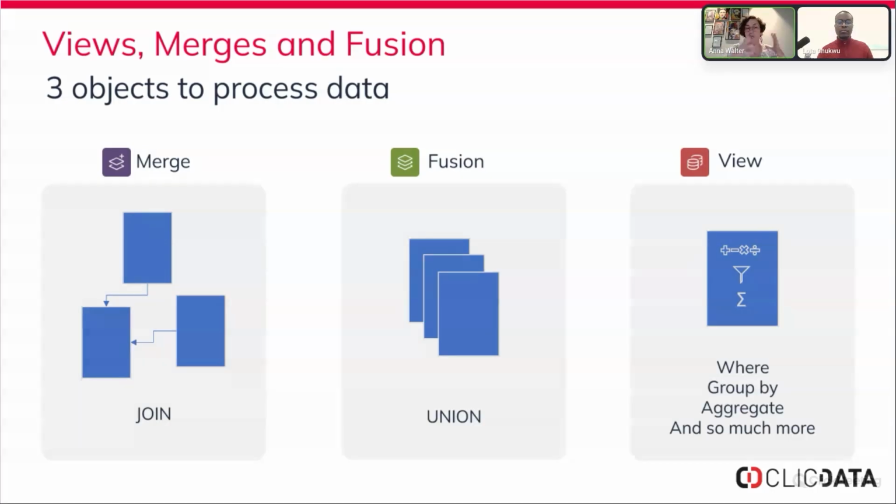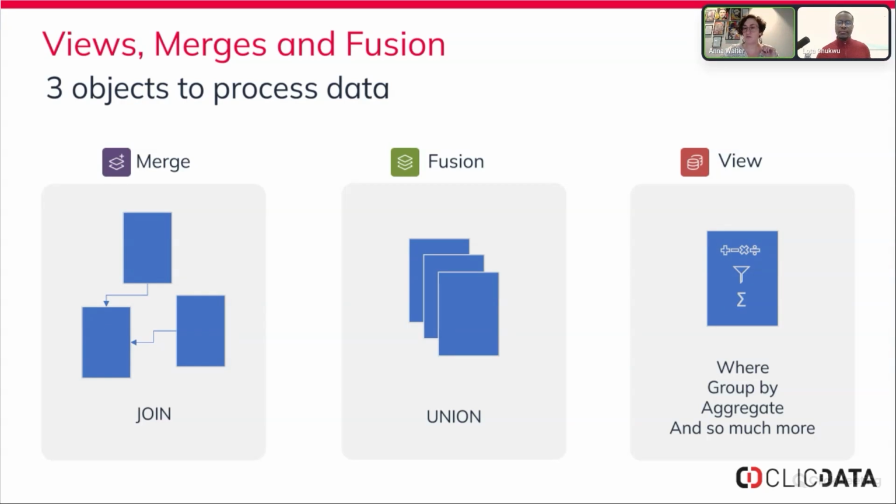So we have three objects, or we used to have three objects only, which were called merge, fusion, and view. And each of them would actually process the data in a certain way. Merges would be the replacement for a join in SQL, fusion the replacement for a union, and view all the rest, like filtering, grouping, aggregations, parsing, splitting, pivoting, and so much more. And all of these objects would work together, right? You could have a merge based on a fusion, which is based on a data source, and then maybe used in a view, etc. And all the data processing would go through these three objects.